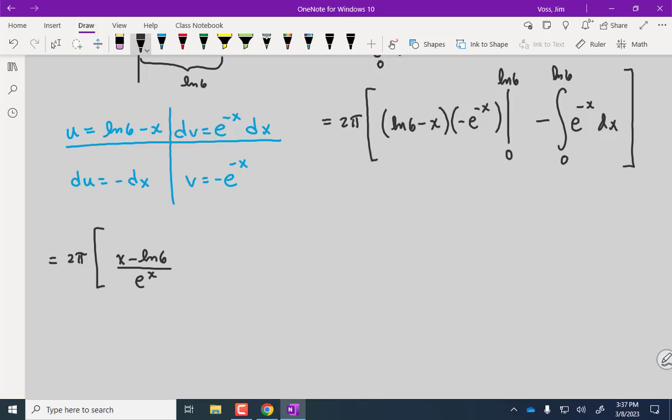And then here, the integral of e to the negative x is e to the negative x divided by -1. So that's going to be plus e to the negative x. Again, let's put it in the denominator because it's easier to evaluate things in the denominator. So we have that. And then our limits of integration are 0 to ln of 6.